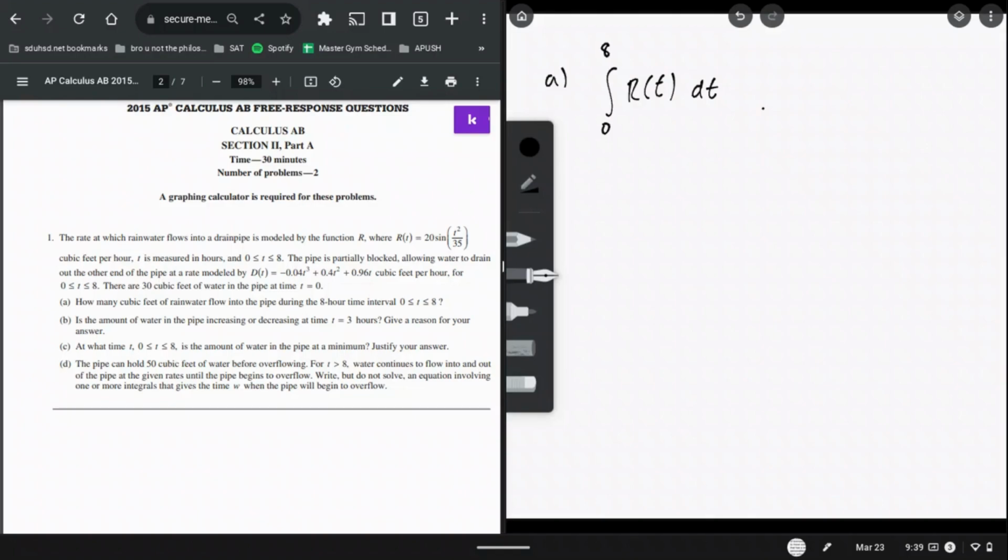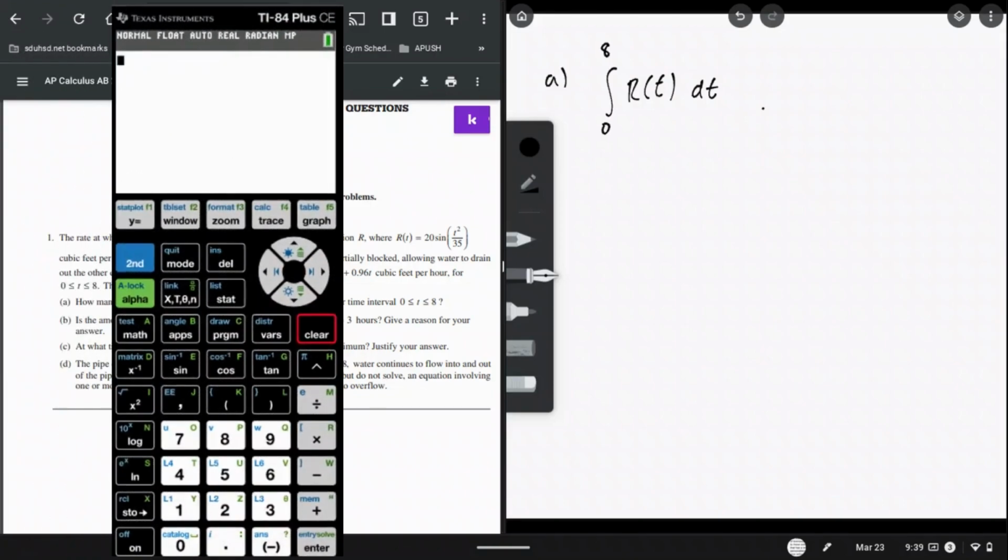So doing so on your calculator, you would press math 9, and that's how you get your integral. You set your integral from 0 to 8, and then instead of typing R of t, you're going to type your actual function, which is 20 sine of t squared over 35.